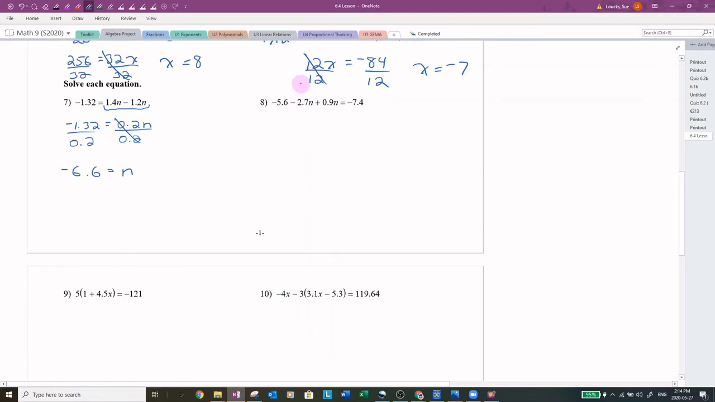And over here, this time I have a couple of things I can do at the same time. I can see that I'm going to combine my like terms here, but I also need to move this constant to the other side, or get rid of it on this side. So I'm going to add the 5.6 here, and add the 5.6 here. Those cancel out. And then I have -2.7n plus 0.9n is -1.8n. And that equals -1.8. And then I'll divide that by -1.8, divide that by -1.8, and I get n equals 1.